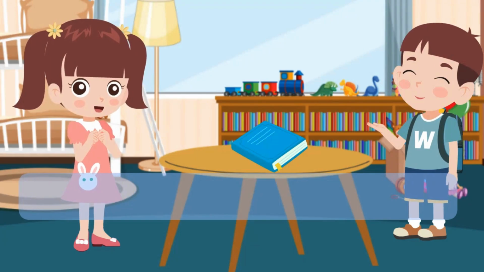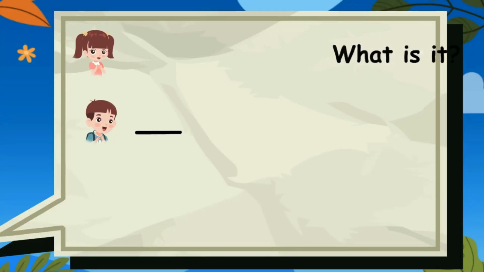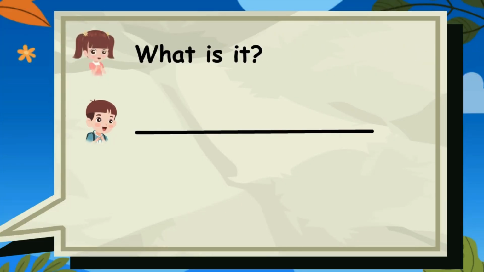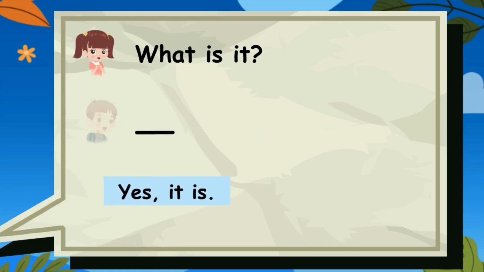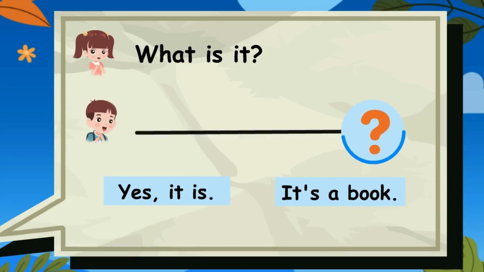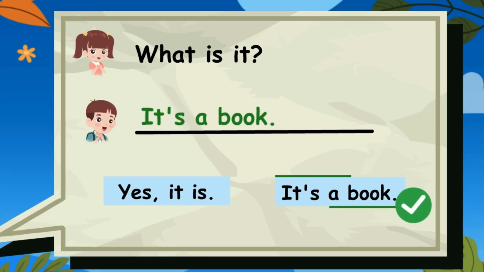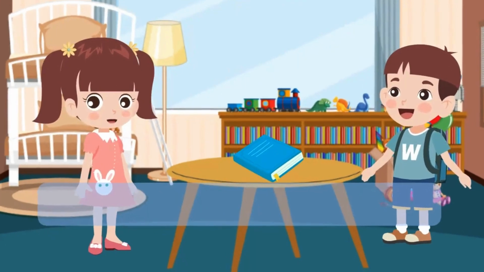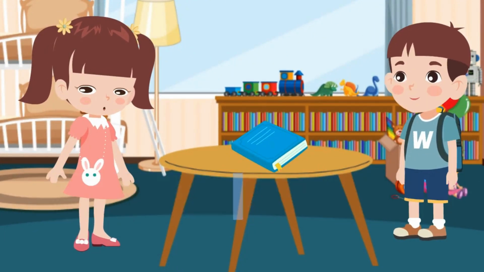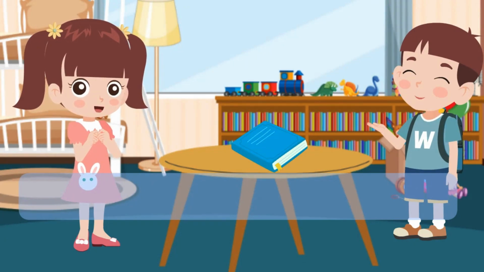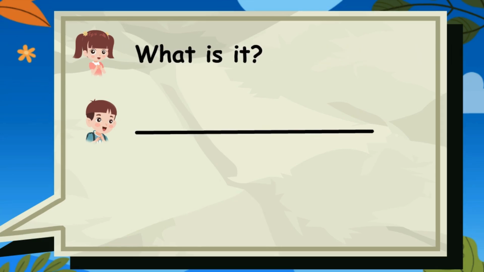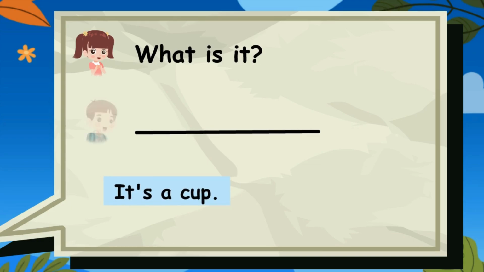What did Max say? What is it? Yes, it is. It's a book. What did Max say? What is it? It's a cup. No, it isn't.